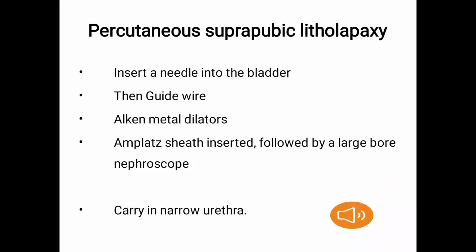When it is not possible to do transurethral cystolitholapaxy, then there is an option for percutaneous suprapubic lithopaxy. In this, first insert a wide bore needle into the bladder through the suprapubic area. Then a guide wire is passed through the needle. Then the needle is removed. Amplatz metal dilators are used to dilate the tract. Then a laparoscopic sheath, that is Amplatz sheath, is inserted through the dilated tract. Then a laparoscope is inserted through the sheath. Then the stone is broken and broken pieces are removed.